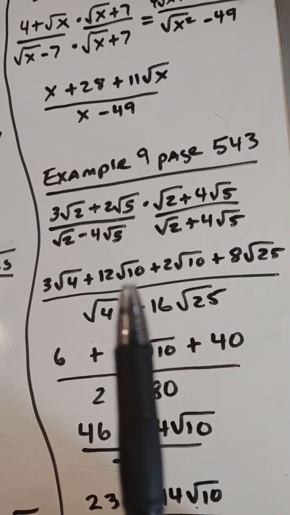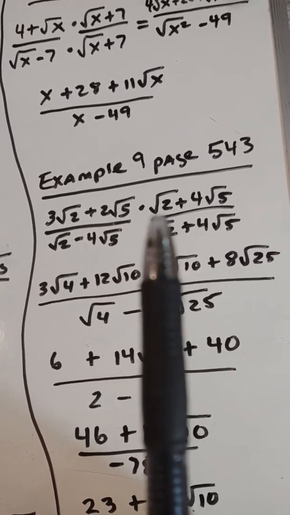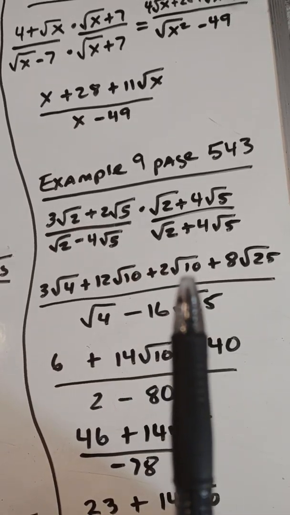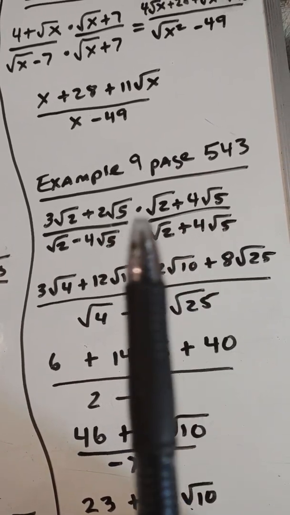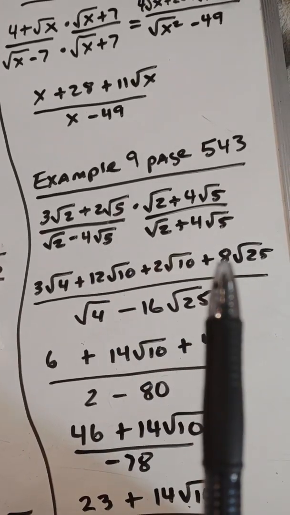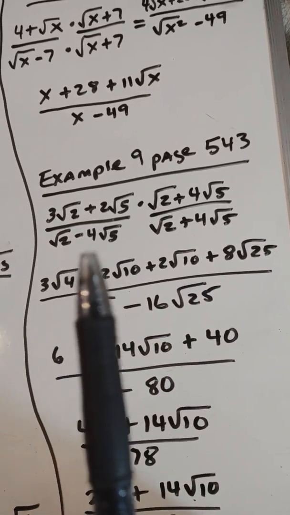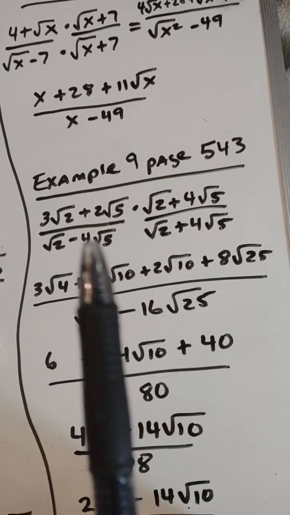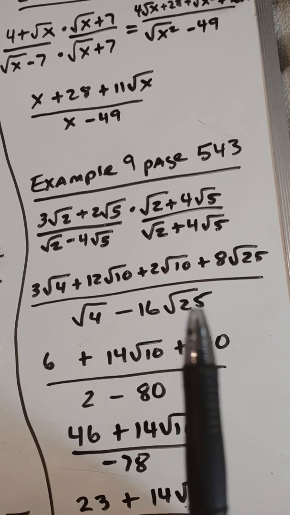2 times 5, which is 10 inside. 2 square root of 5 times square root of 2 is 2 times 1 on the outside, which is 2. 5 times 2 on the inside, which is square root of 10. 2 square root of 5 times 4 square root of 5 gives me 2 times 4, which is 8. 5 times 5, which is square root of 25. This gives me square root of 2 times square root of 2, which is square root of 4, minus 4 square root of 5 times 4 square root of 5, which is 16 square root of 25.